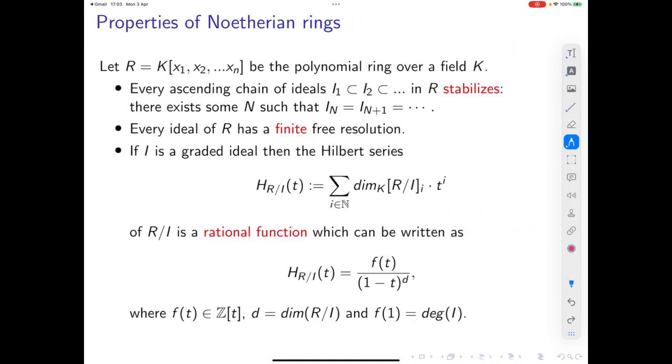And if I is a graded ideal, then the Hilbert series, which is defined in this way, is a rational function which can be written in this way, where f of t is a polynomial with integer coefficients, and d represents the dimension of the quotient ring. Here dimension means the Krull dimension, and the value of f at 1 gives us the degree of the ideal I.